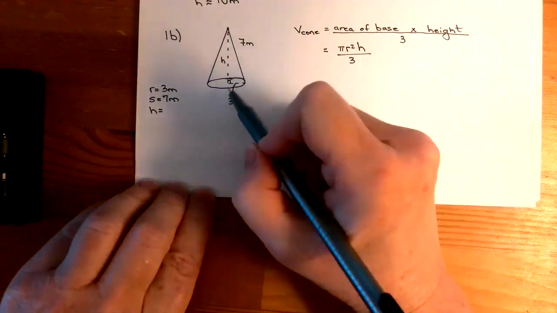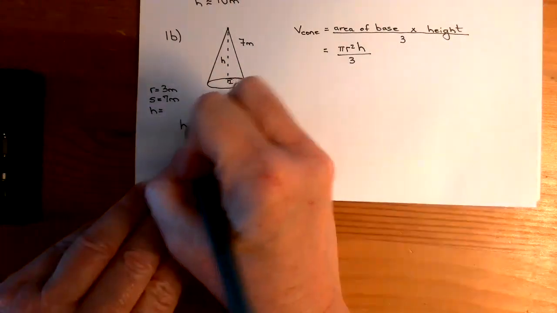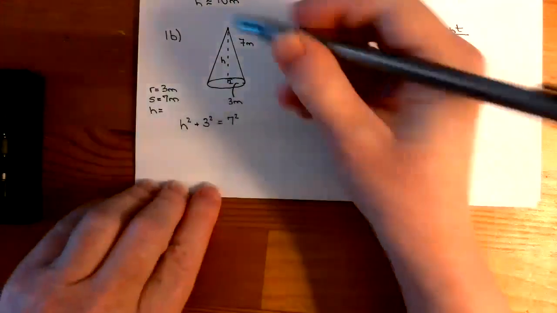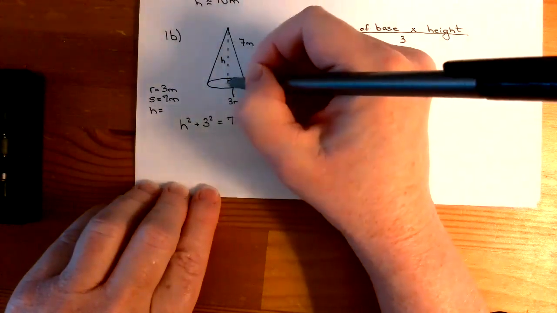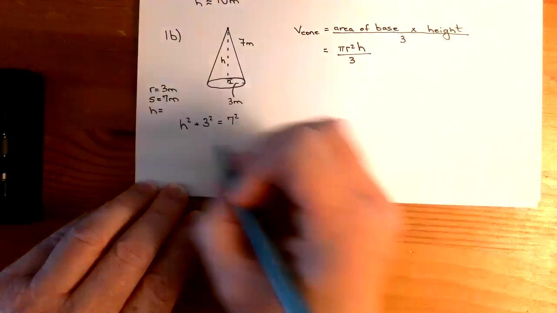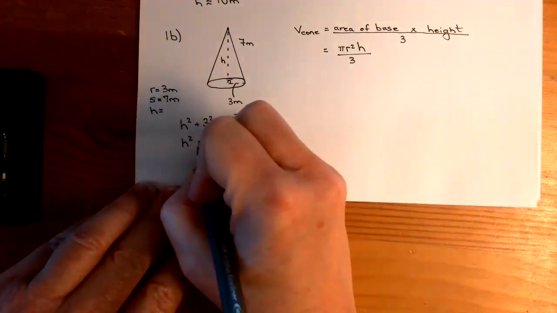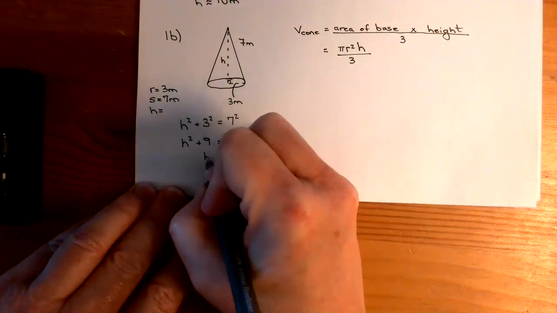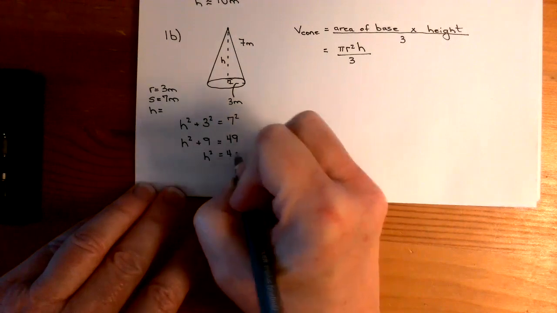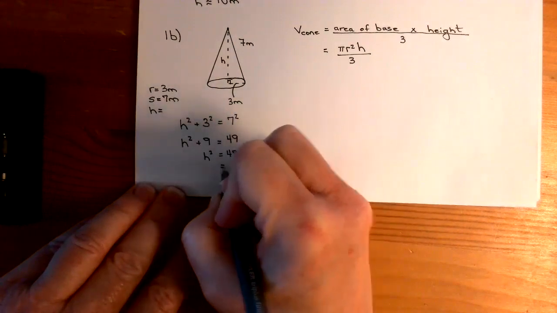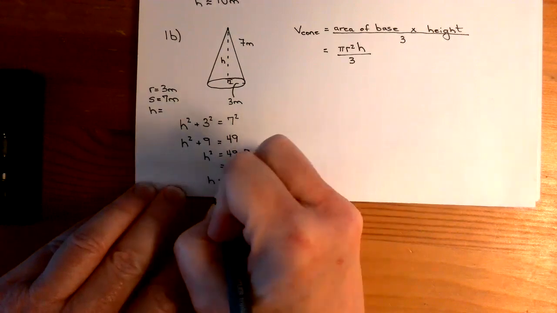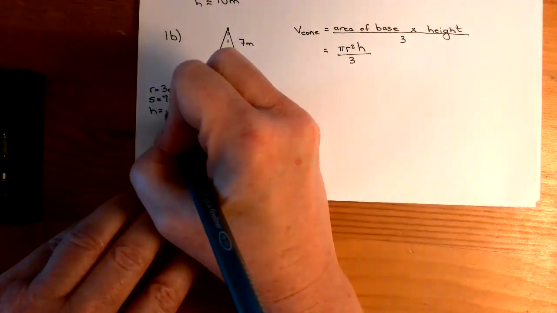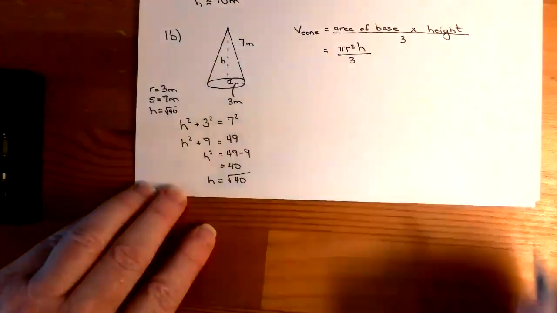Again, we can just use our Pythagorean theorem. So we know that h squared plus 3 squared is equal to 7 squared. The sum of the short sides squared is equal to the long side squared. So then we have h squared plus 9 is equal to 49. So h squared is equal to 49 subtract 9, which is equal to 40. And so h is equal to the square root of 40.